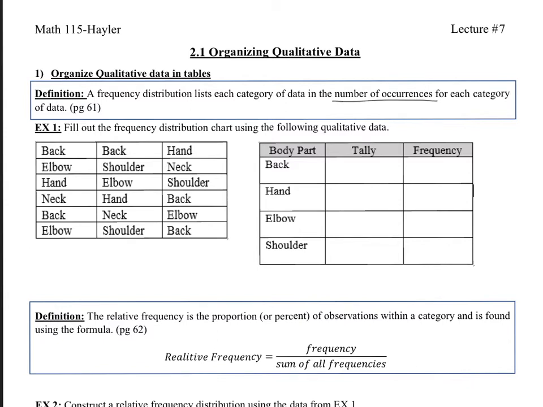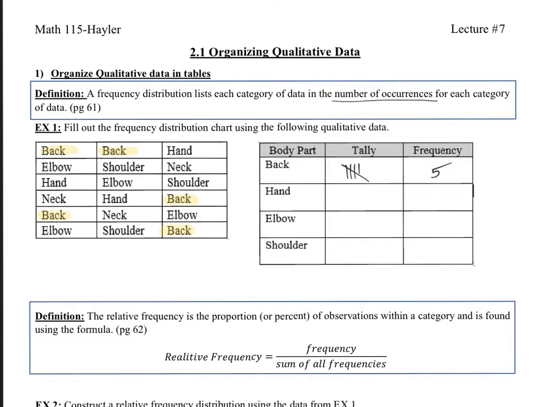Okay, so first example, fill out the frequency distribution chart using the following qualitative data. So we have some data here. And what we want to do first is we're going to go ahead and tally each time we see one. So let's go ahead. First, we'll start out with back. So here's back, back, back. All right, so we see back how many times? 5 times. 1, 2, 3, 4, 5. And frequency, 5 times. You don't necessarily need to do the tally, but we're going to do that for fun.